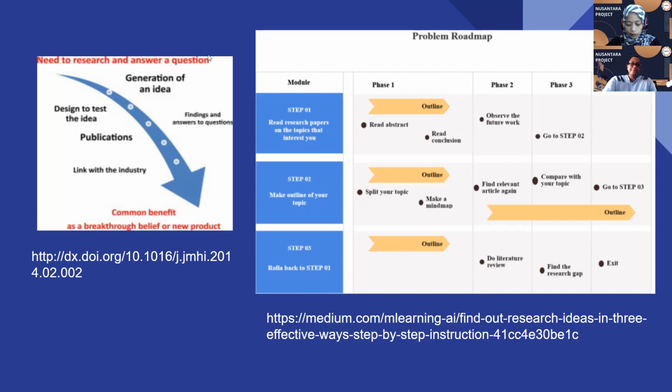And the most important thing after you publish your research paper in the journals, please make sure that your research paper gives benefit and advantage to society or links to the industries.